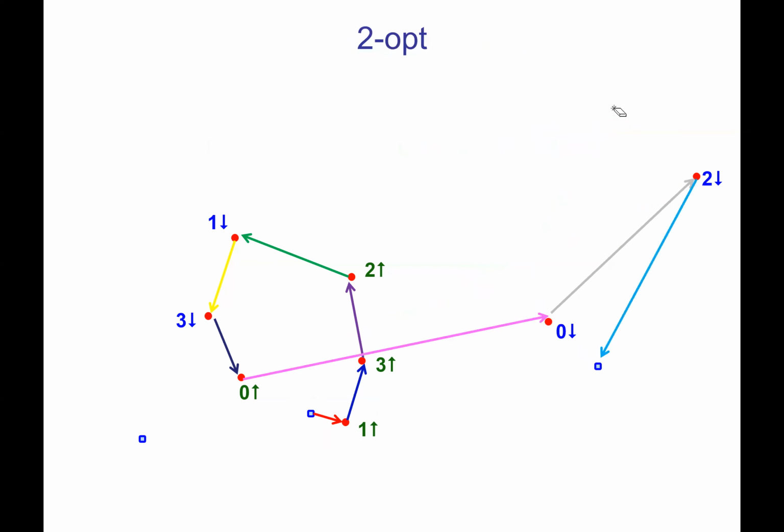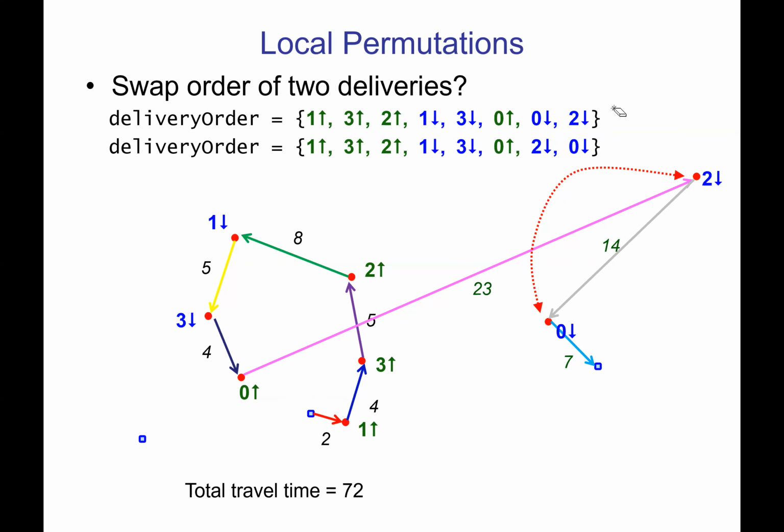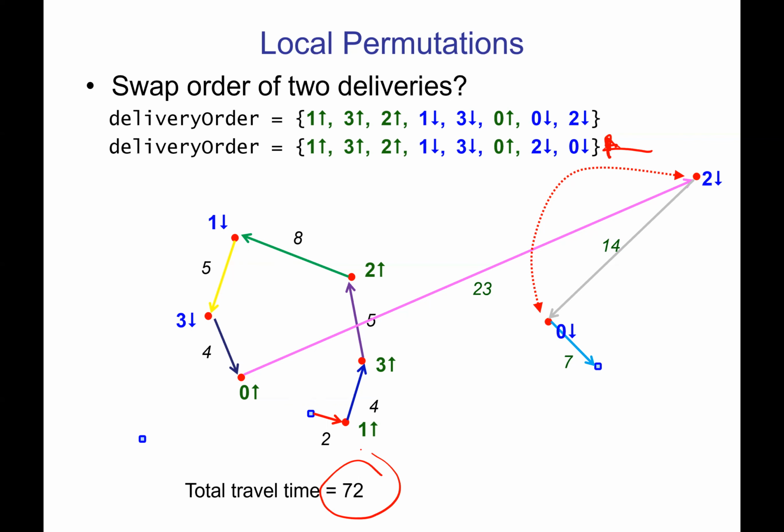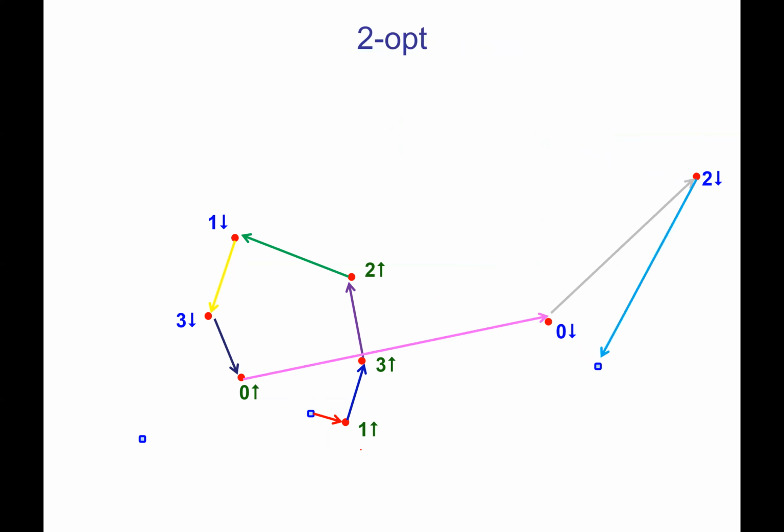Okay. Now, I should also have some routine that can take this delivery order data structure that I made and compute a travel time quickly for it. Because once I've made this new delivery order, the next question I'm going to have is, well, how fast is it? So I want to quickly be able to look up what its travel time is, and in this case, it's 72. And I can decide whether that's better or worse and decide whether to keep it. Okay, so that was swapping the order of 2 different intersections. That was a pretty simple perturbation operator.